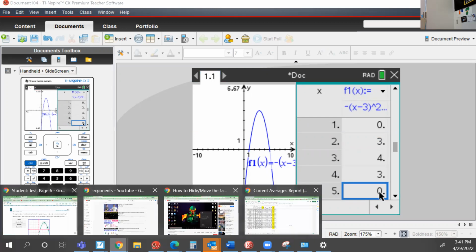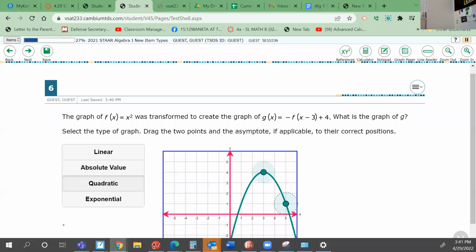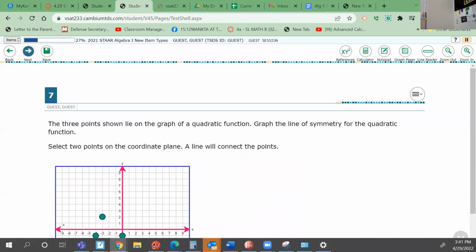Let's go back to this. So this second dot at 5 is at 5, 0. I could put it at 4, 3. Remember, 4, 3 was one point right there. Or I could use 5, 0. It's up to you, but just make sure it's in the right place. And that's how you do that. All right, let's move on.